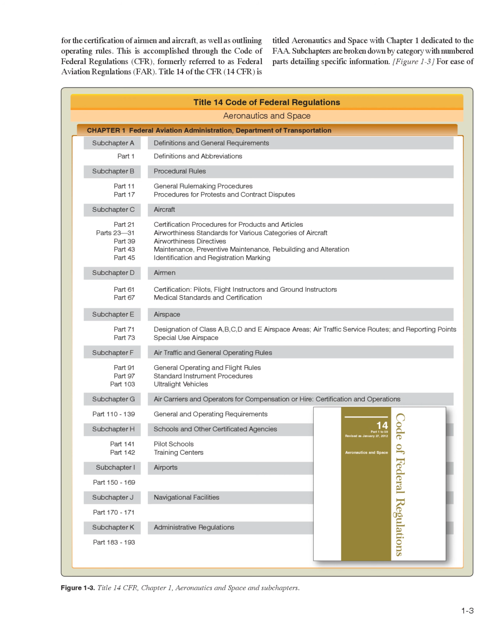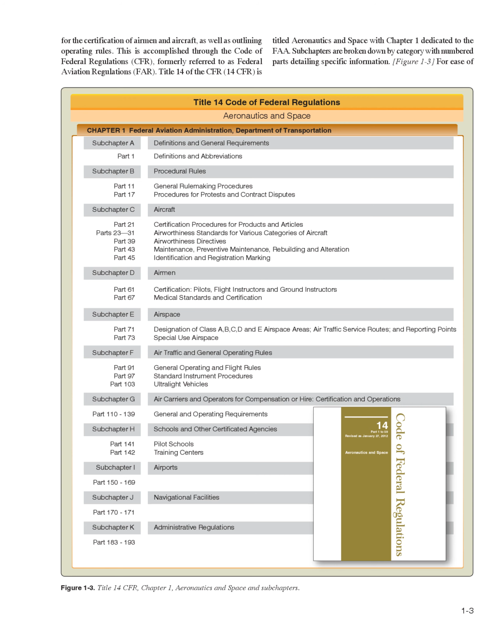Subchapter C. Aircraft. Part 21. Parts 23, 31. Part 39. Part 43. Part 45. Certification procedures for products and articles. Airworthiness standards for various categories of aircraft. Airworthiness directives. Maintenance, preventive maintenance, rebuilding and alteration. Identification and registration. Marking.